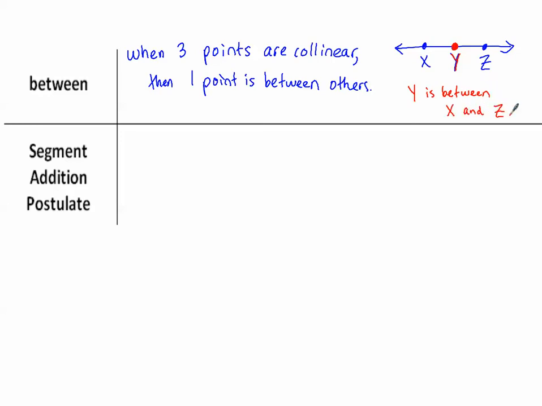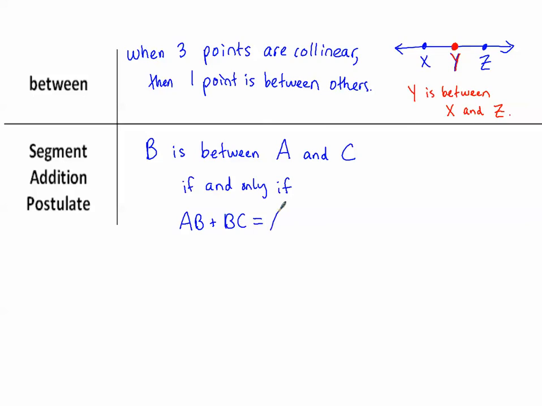Now the segment addition postulate is a really important one that we want to remember and use frequently. Here's how we can write it. B is between points A and C if and only if, remember your shortcut way to write that, AB plus BC equals AC. What does that mean? Let's draw a picture.